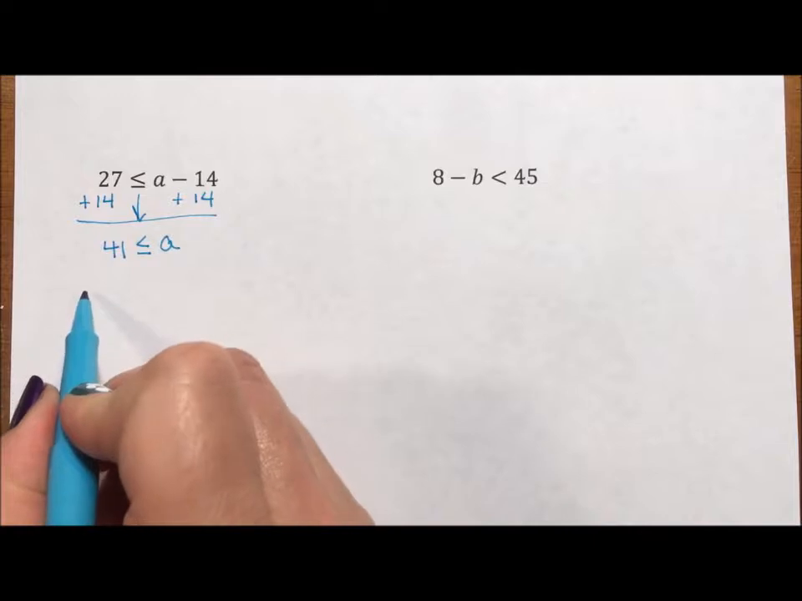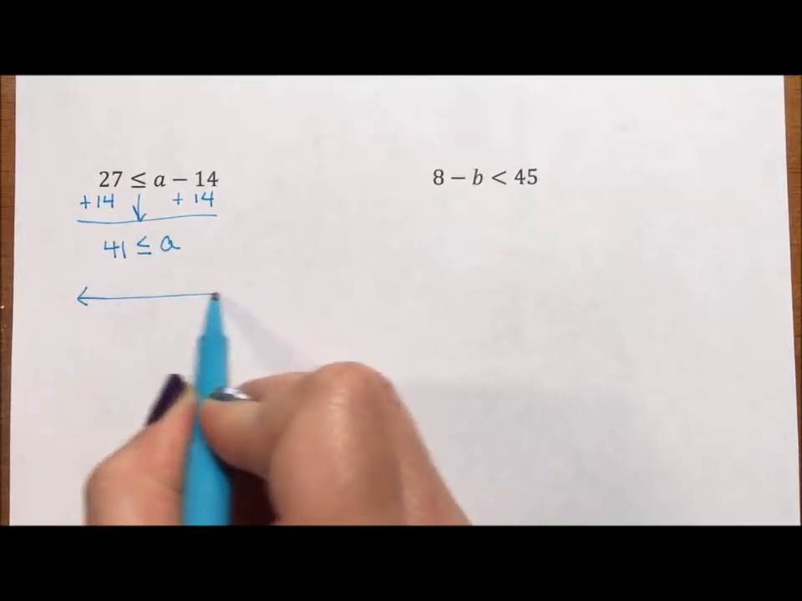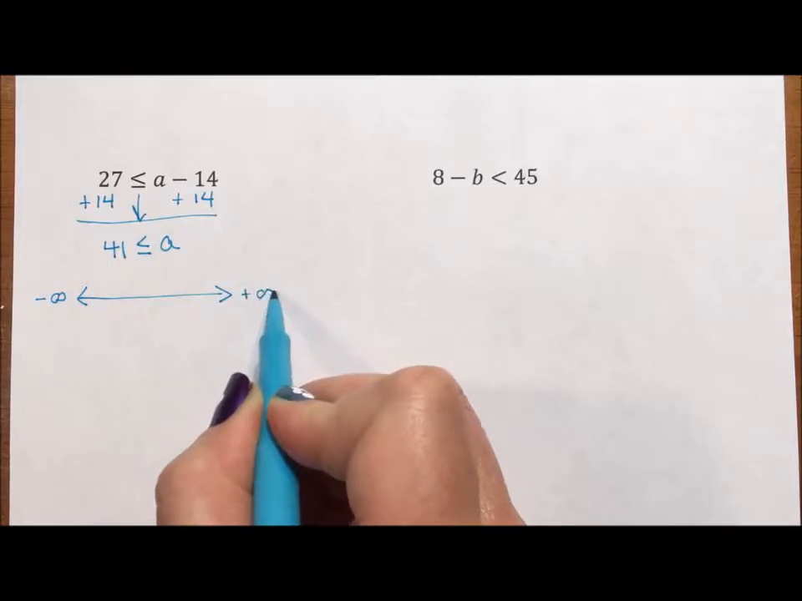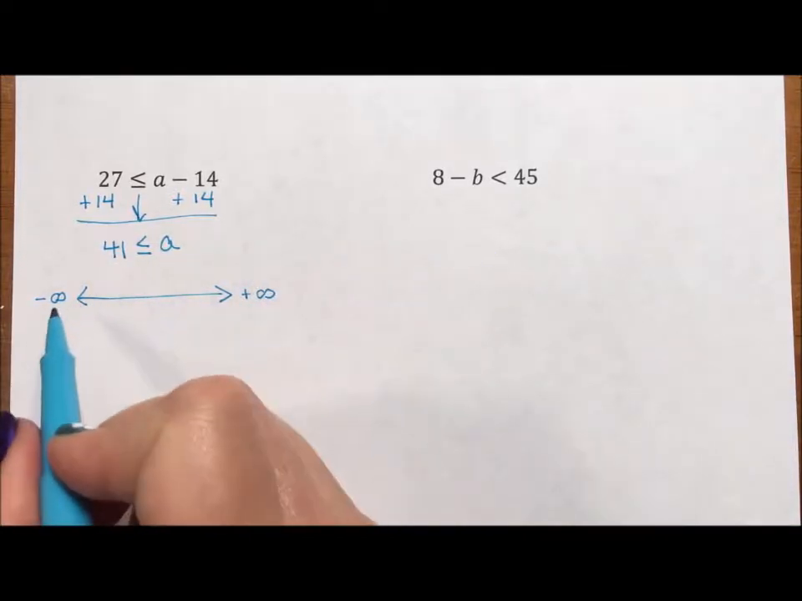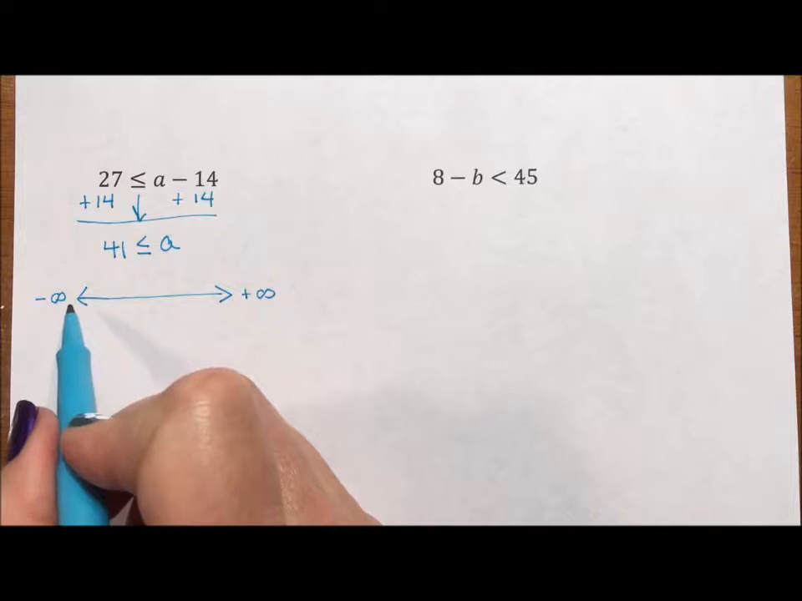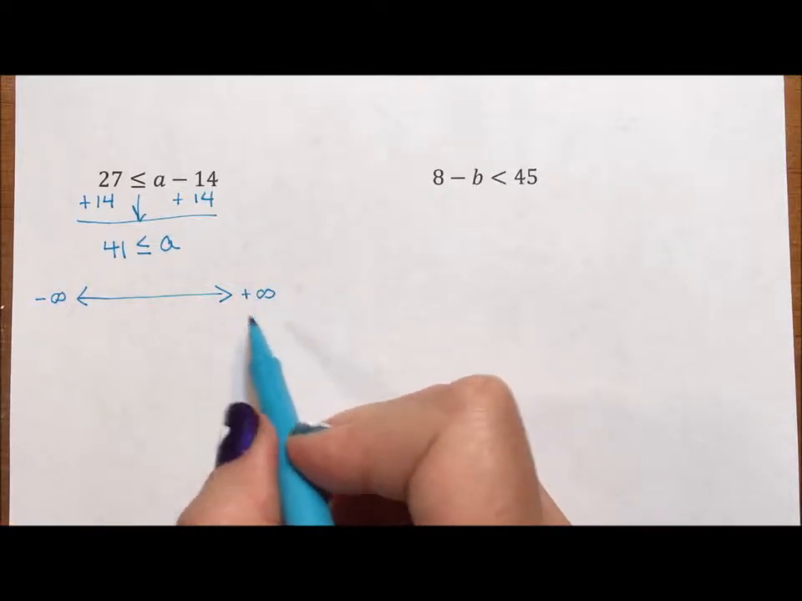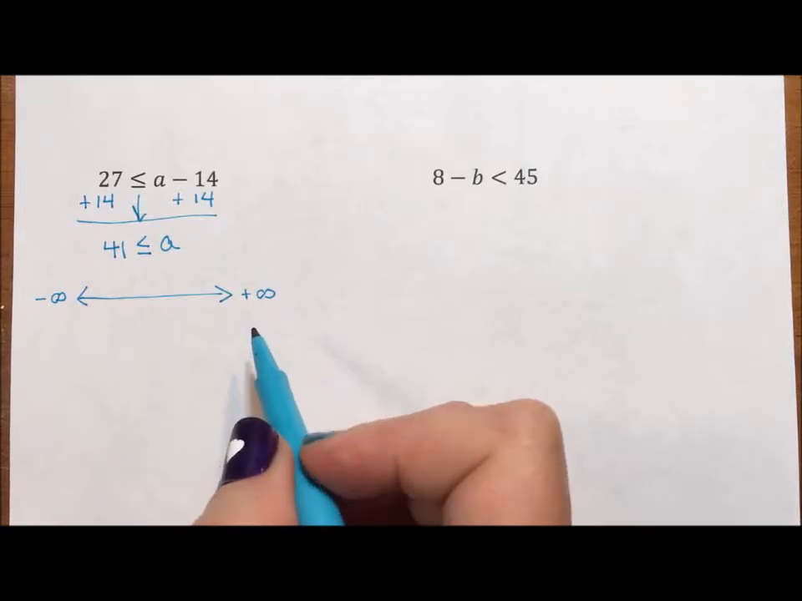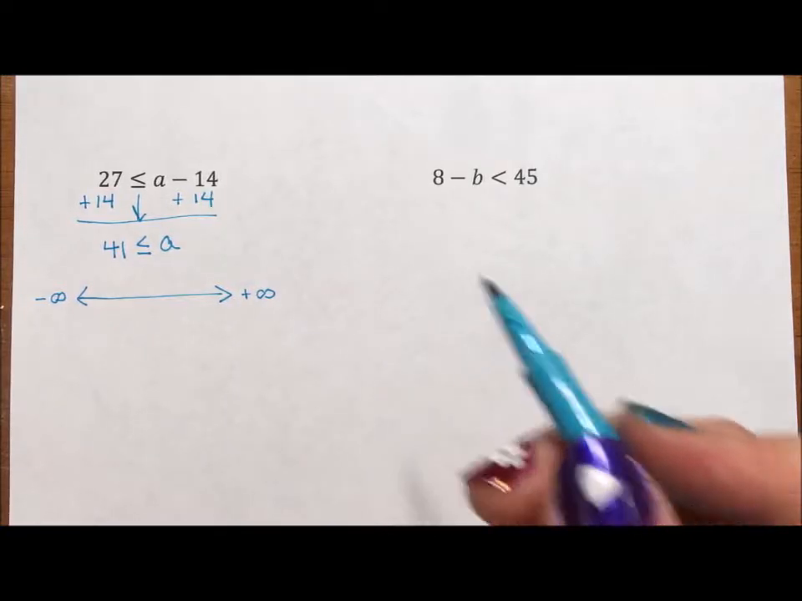Okay, my next step is to draw a line. Here is my number line. I'm going to put the negative infinity here and the positive infinity here because one of the biggest mistakes I see in interval notation is the negative infinity ends up on the right-hand side or the positive infinity ends up on the left-hand side. And so if we put these in right away, it's easier to remember the order in which it's supposed to go.